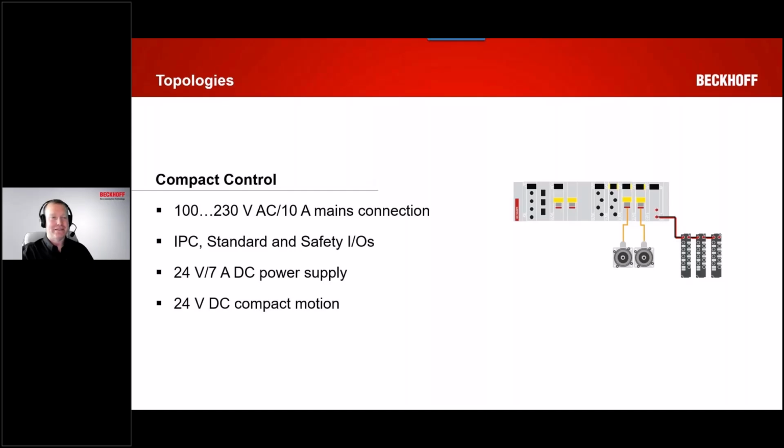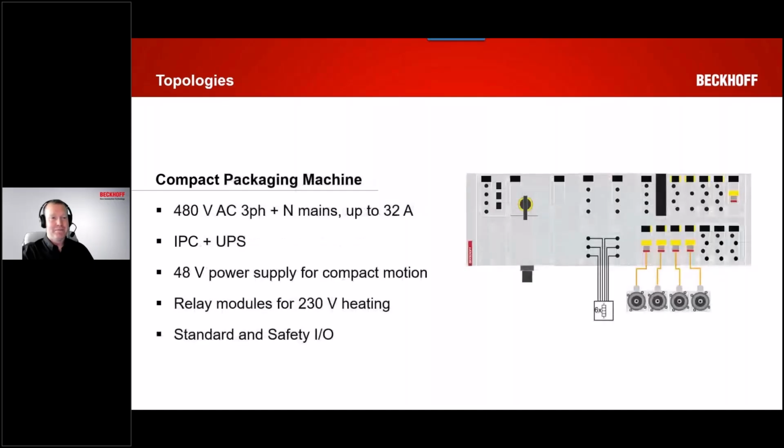What next? What else? Well, maybe it's still a bit of a compact machine, but let's say a packaging machine in this example, right? So we've got a little higher voltage, got our 480 volt 3-phase input. We've got some 48 volt compact motion drives in this case. So in this example here, we're still not using the high voltage DC side of things that you may be used to. It's still the compact motion.